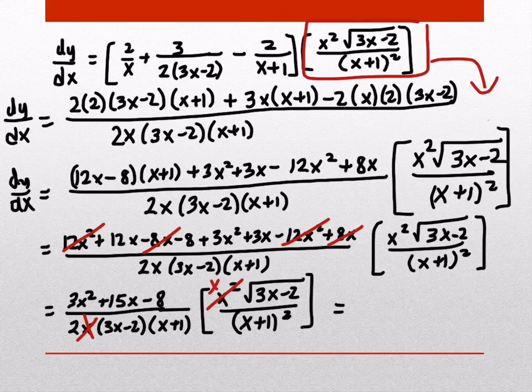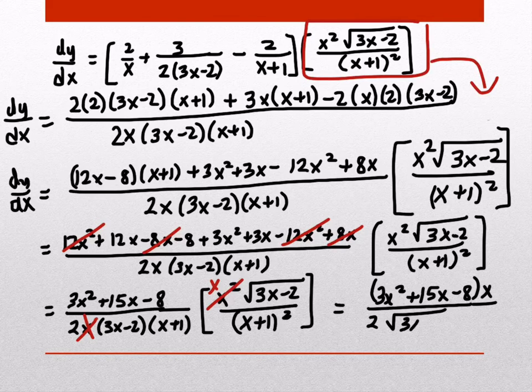So we do end up getting, I think I have enough space to write it over here, the 3x squared plus 15x minus 8 is going to stay. We end up with a 2 on bottom. We have another x on top, right? And we have a square root of 3x minus 2 on bottom. I think we've taken care of these pieces now. So what's left? The x plus 1s.